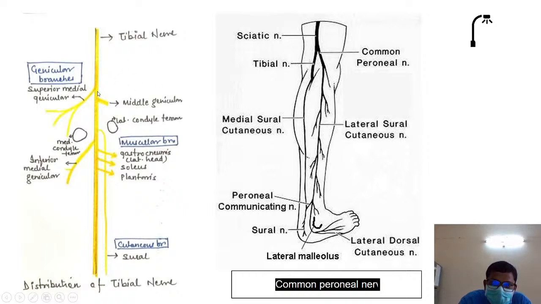On the lateral side it gives a middle genicular branch, and now this same tibial nerve, over the lateral side, gives a long nerve called the sural nerve. Along with the sural nerve, it also gives muscular branches to the lateral head of the gastrocnemius muscle, only the lateral head, the soleus muscle, and also the plantaris muscle. So this is how the distribution of the tibial nerve goes within the region of the popliteal fossa.